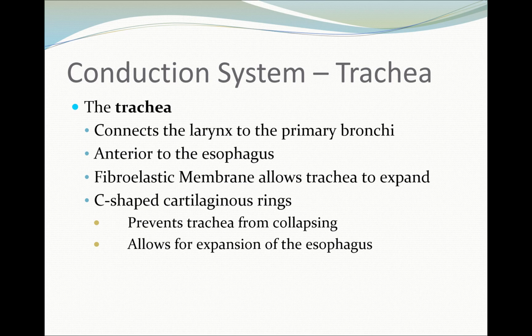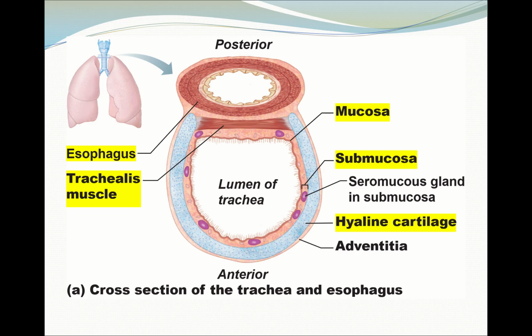All right, so now let's go to the trachea part of that conductive system. We're still in the anatomy. So the trachea connects the larynx to the primary bronchi. It is anterior to the esophagus. The fibroelastic membrane allows the trachea to expand, and those C-shaped cartilaginous rings prevent the trachea from collapsing and allow for expansion of the esophagus.